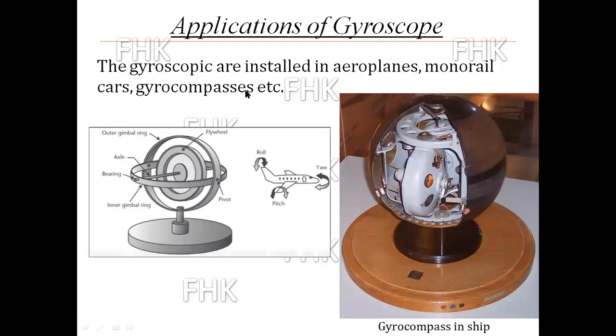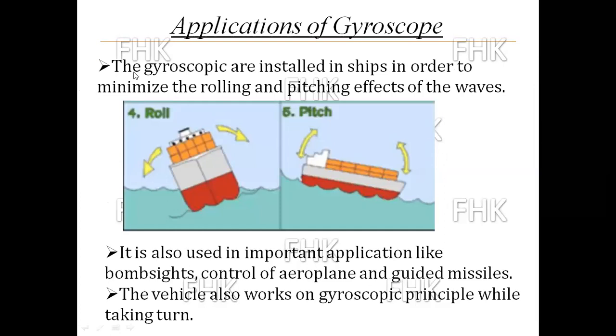These gyroscopes are installed in aeroplanes, monorail cars, gyro compasses in ship also. Here you can see the aeroplane pitching, yawing and rolling in three different planes. The third application is that gyroscopes are installed in ships in order to minimize the rolling and pitching effect of the waves. In front view, you can see the rolling action of the ship, and in side view, you can see the pitching action of the ship.